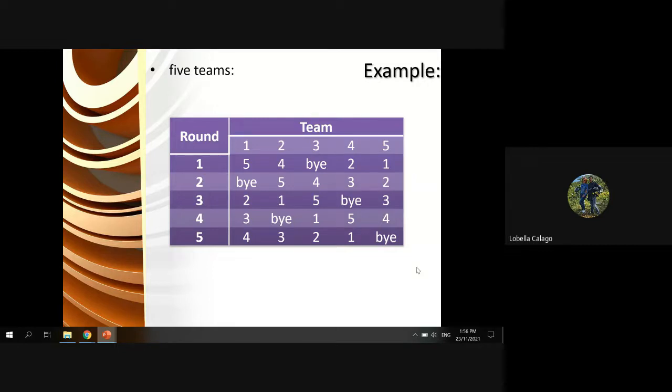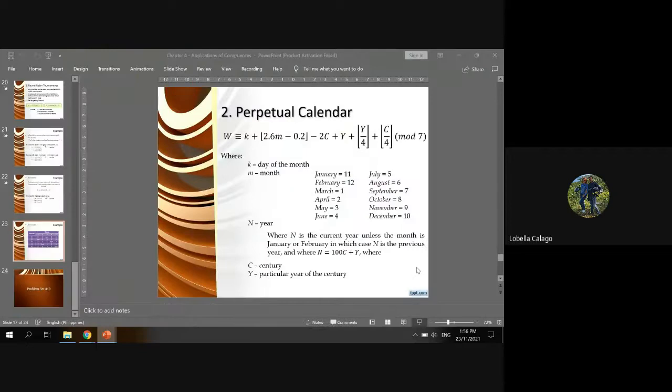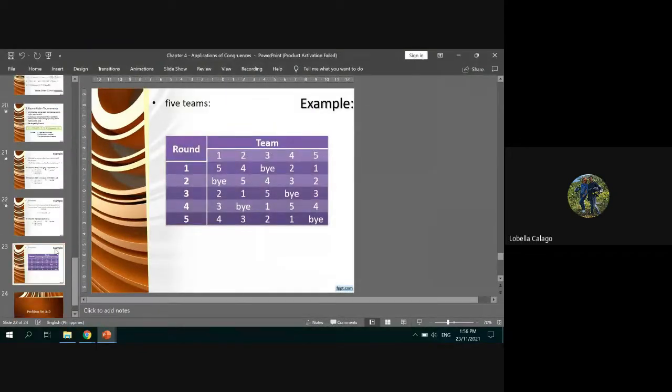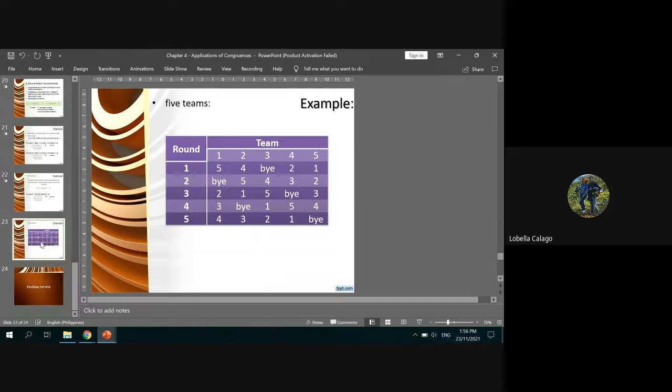So, that's it. By Thursday, you're going to expect a problem set activities regarding the perpetual calendar as well as the round robin tournament. And then, take note, next week, we will not meet nor any activities to be uploaded next week. Kasi that is a mental health week, we are not allowed to give you lectures or passing of outputs. So we will meet again on December 7.